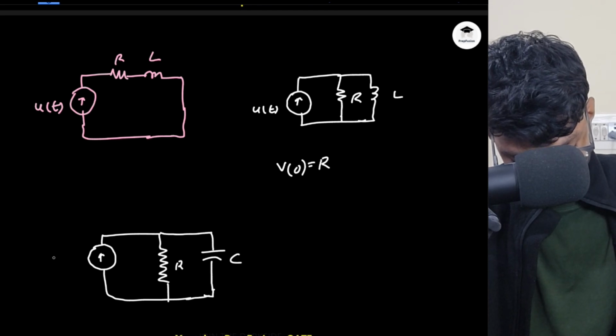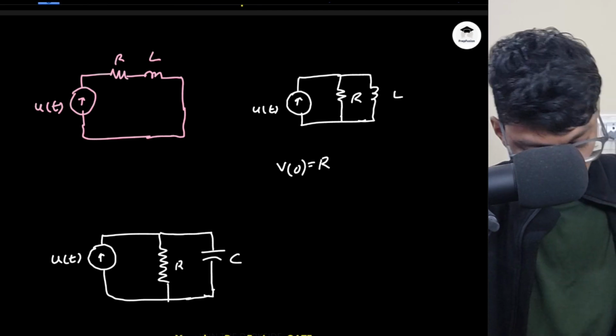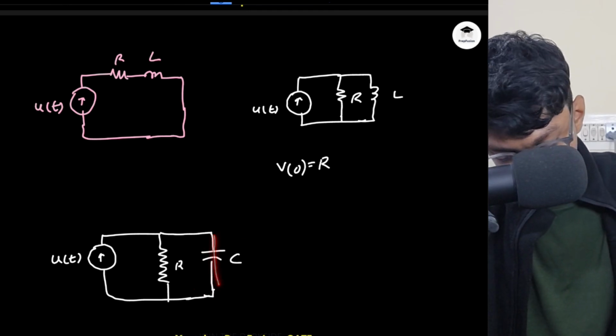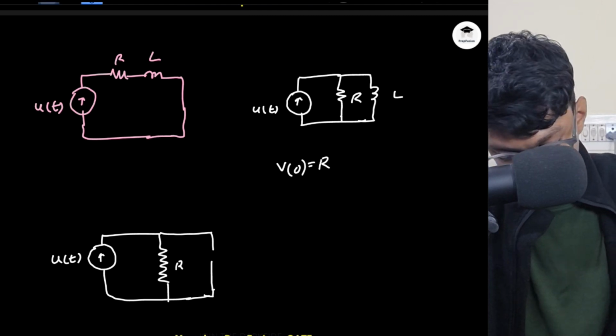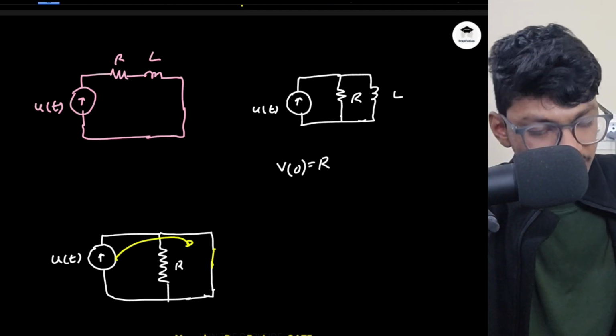Okay, this will be R, this will be C. So now if at T equal to 0, what will happen? This will behave as a short circuit because the voltage was initially 0. If the voltage was 0, this will behave as a short circuit and all of the current will flow through this. Is there any problem?